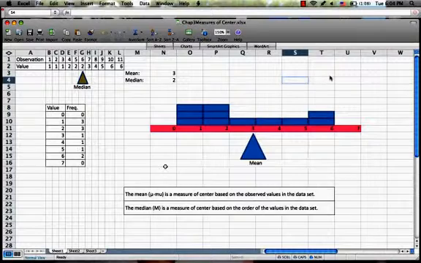All right, let's take a look at the difference between the mean and the median. As a quick definition, the mean is the measure of center based on the observed values in a data set, and the median is the measure of center based on the order of the values in the data set.